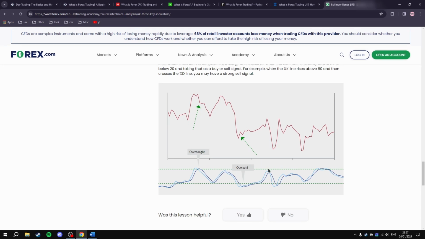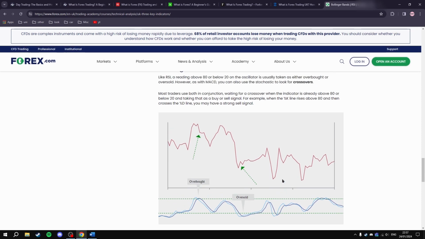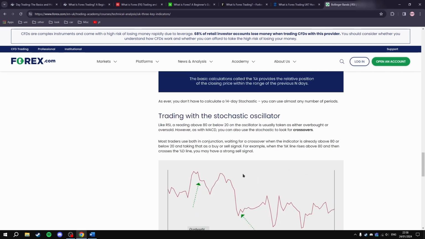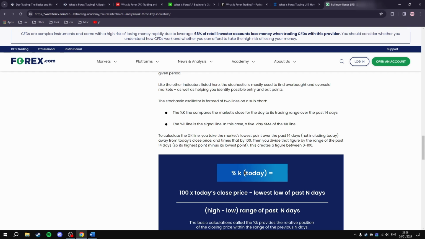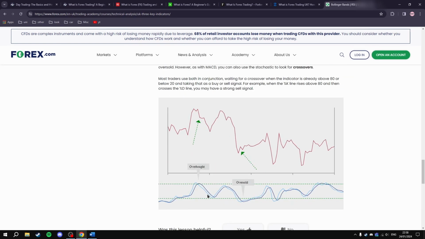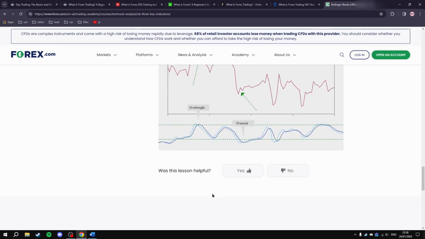So I think that's the percentage K line, that's the percentage D line. Yeah, so when percentage K crosses above 80, that's overbought. When it crosses below 20, then it's oversold. Signal line. Yeah, that looks about right.